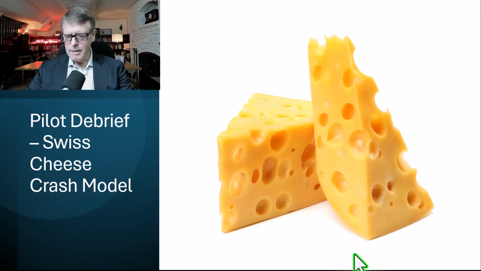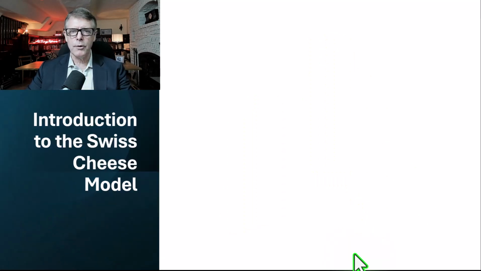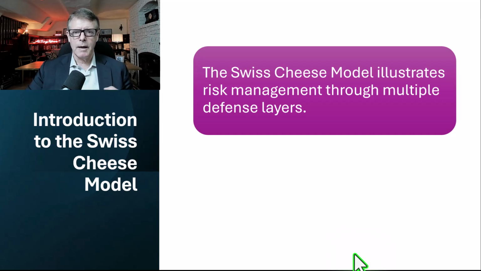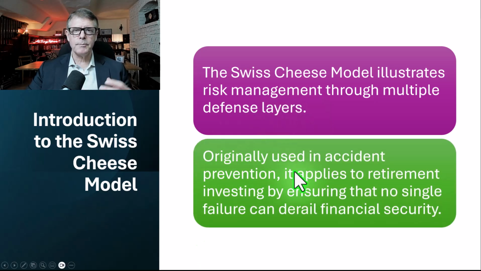But he uses an idea that he calls the Swiss cheese model of risk management. The Swiss cheese model illustrates risk management through multiple defense layers. And the defense layers would be layers of Swiss cheese. Originally, the Swiss cheese model was used in accident prevention. It applies to retirement investing by ensuring that no single failure can derail your financial security. So we're taking a risk management strategy idea and applying it to our own retirement planning and investment planning.